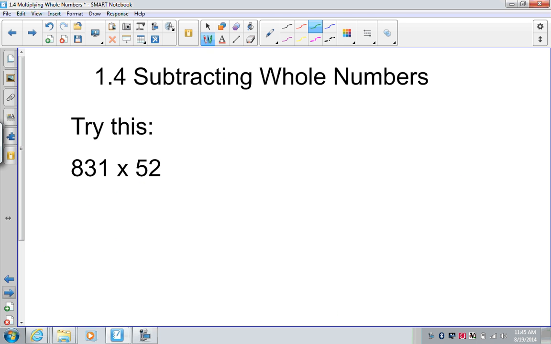I would like you to try this problem on your own. So you can pause the video at this time and see if you can work this out. Okay, so I'm going to write down my 831. And underneath there, I'll line up my 5 in the 10s place and my 2 in the 1s place.